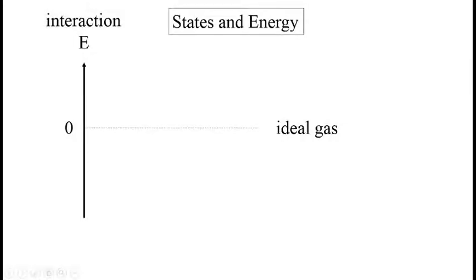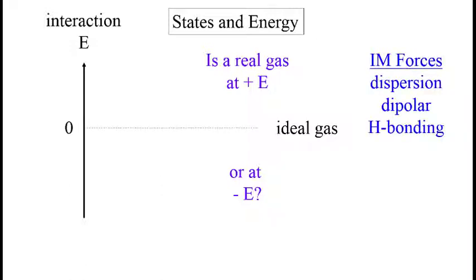We have a one-dimensional plot where interaction energy is on the y-axis. We know that in an ideal gas there is no interaction between the molecules, so the interaction energy of an ideal gas would be zero. The first question to consider is this. If we were to locate the energy of a real gas on the plot, would it be at positive energy or negative energy? To answer that question, think about the three intermolecular forces.